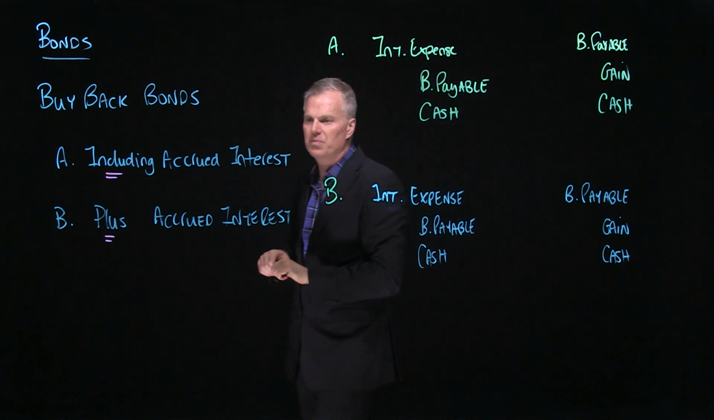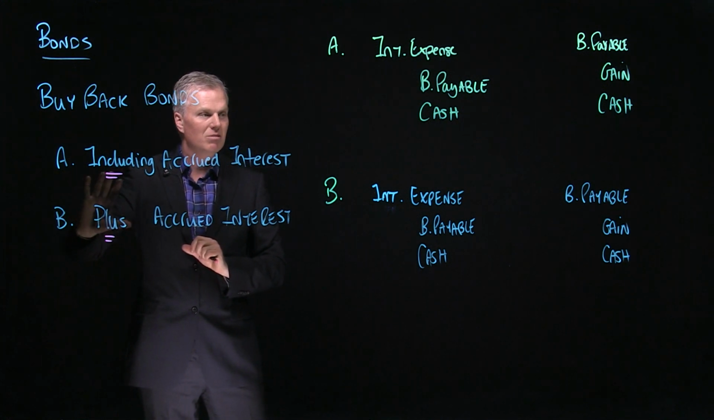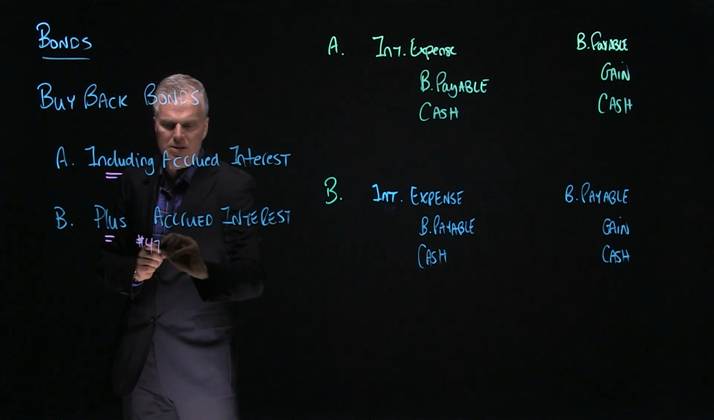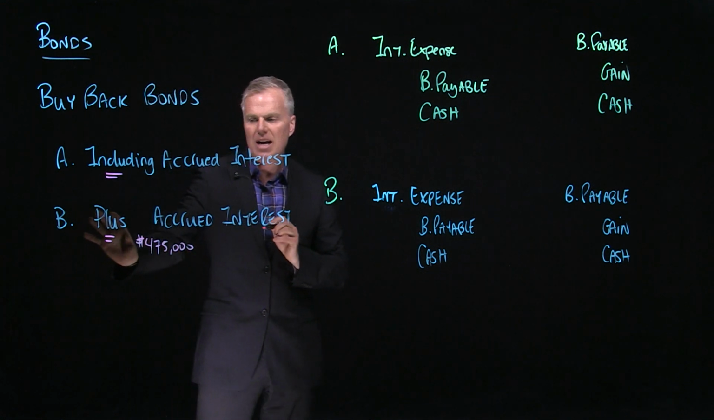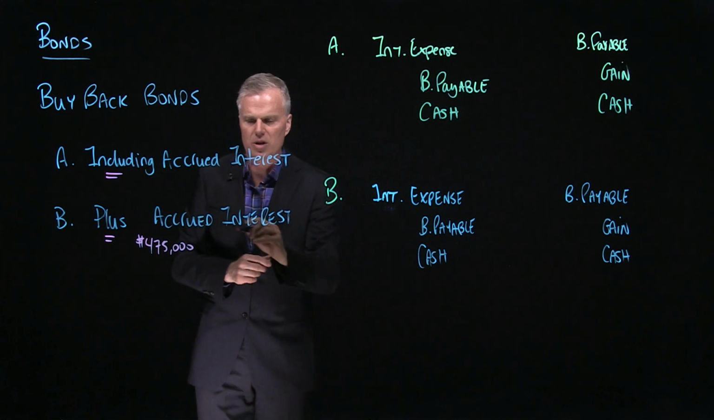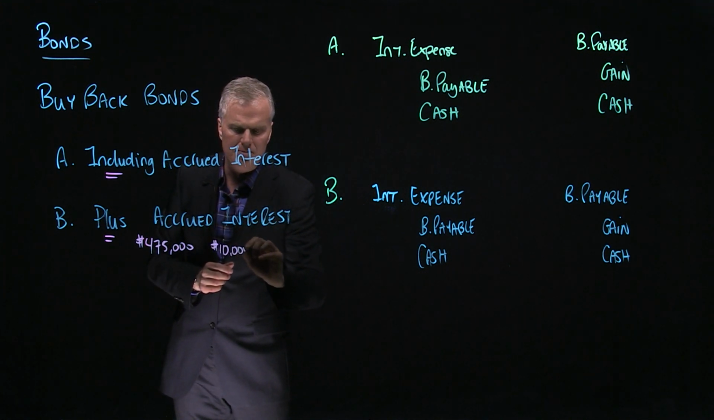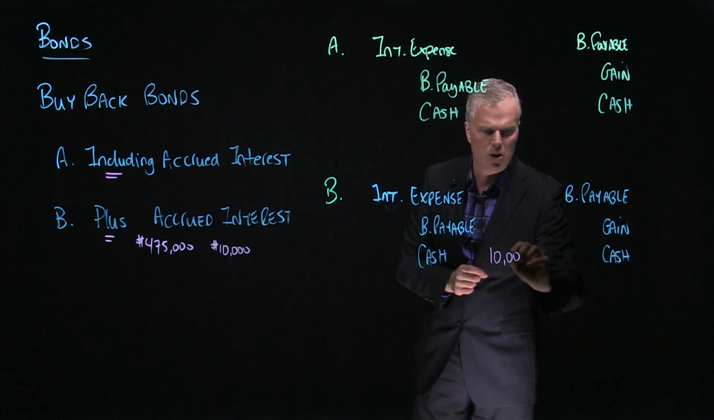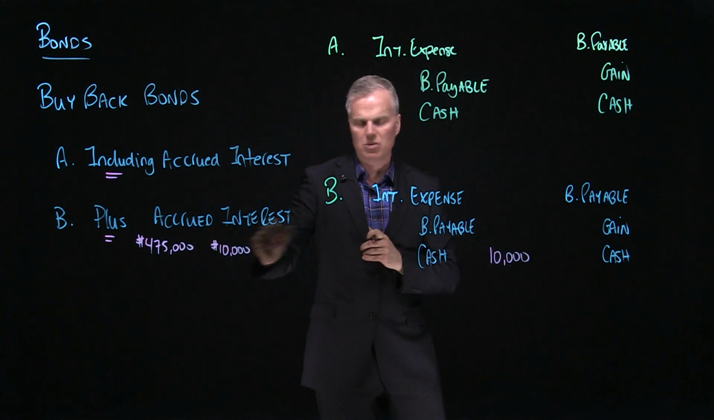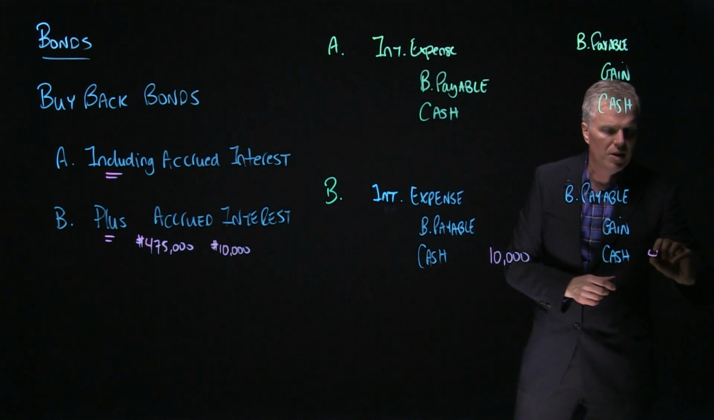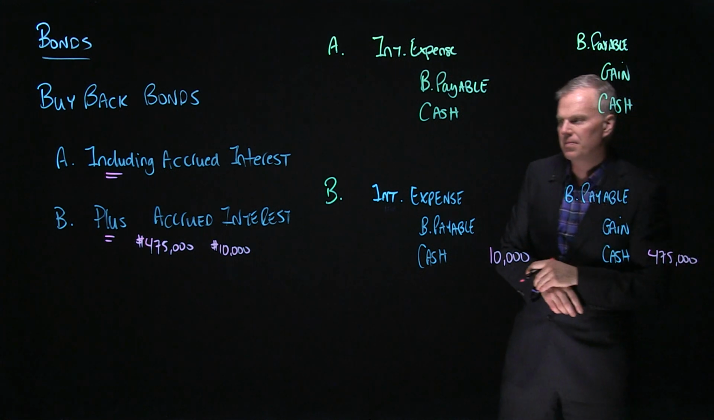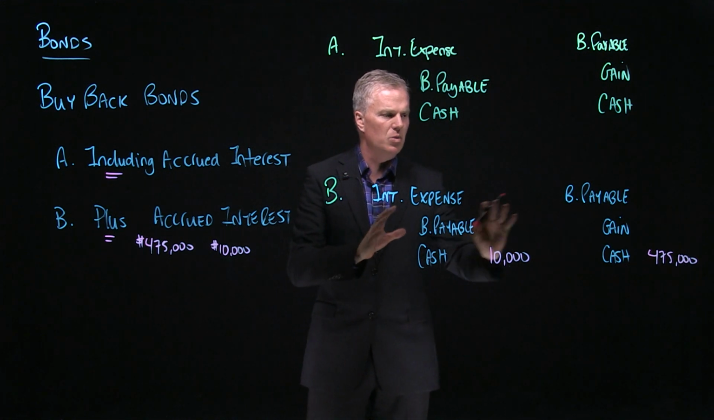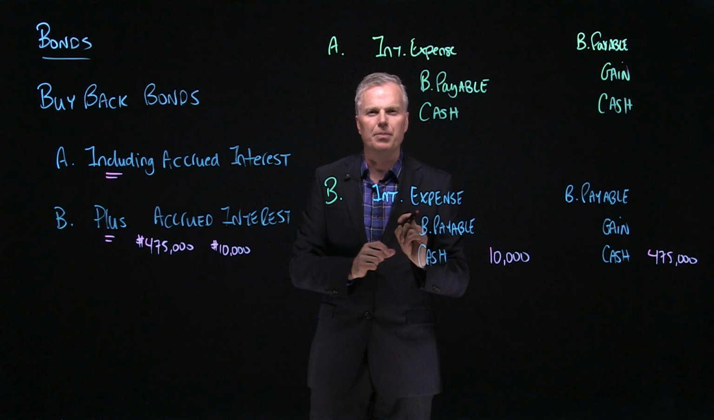So let's start with the easiest one. Let's start with B. If you bought back bonds, let's say for example, of $475,000, and it said plus accrued interest, and you calculated the accrued interest to be $10,000, well, you would have in your first entry the interest portion. You would have paid that plus amount, which is the $10,000, and you would have paid $475,000 for the bonds. And that's how you would calculate those two cash amounts. And of course, these amounts will affect some of these calculations in here.